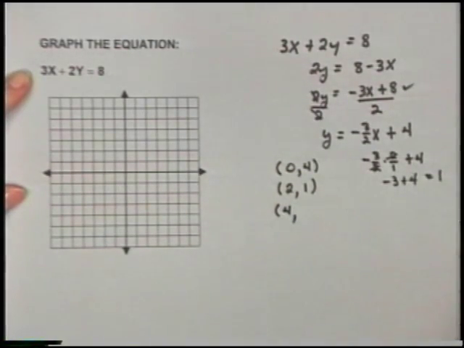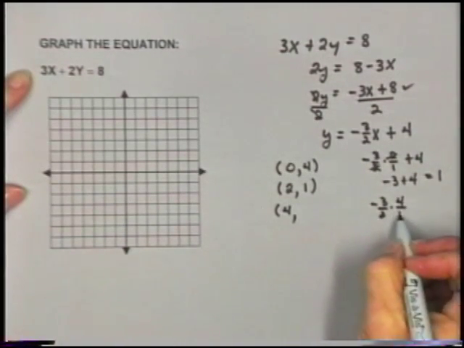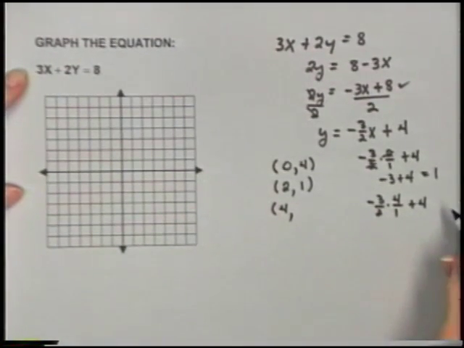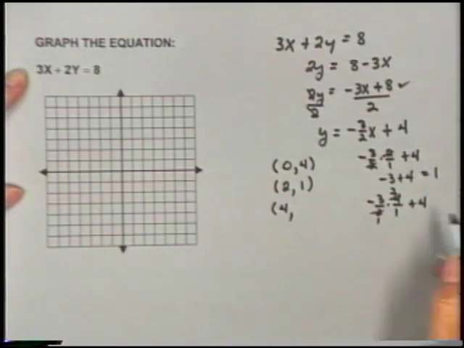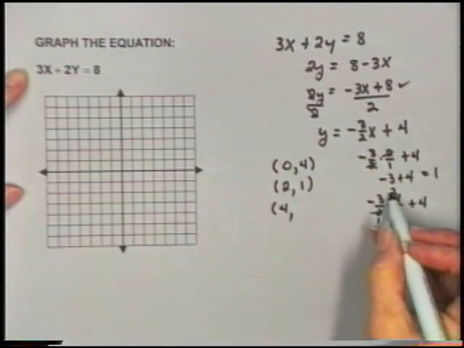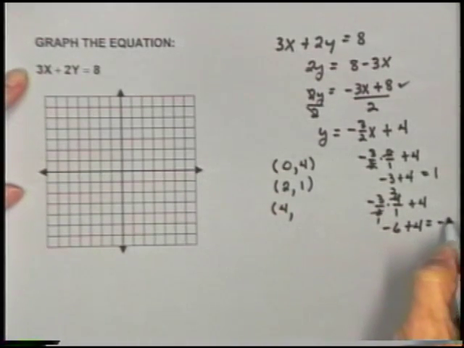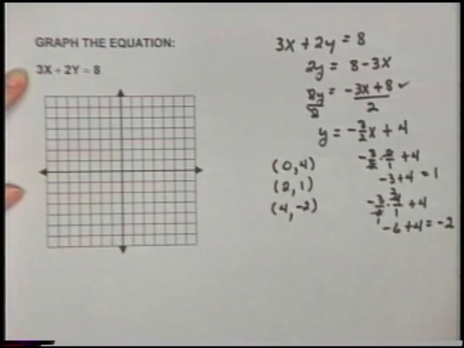Let's choose positive 4 for x. So we have negative 3/2 times 4 over 1 plus 4. Again, the multiplication occurs first. We will cancel the 2 into the 4. We'll get 1's down here. Negative 3 times 2 is a negative 6 plus 4. This gives me a negative 2 as the solution.